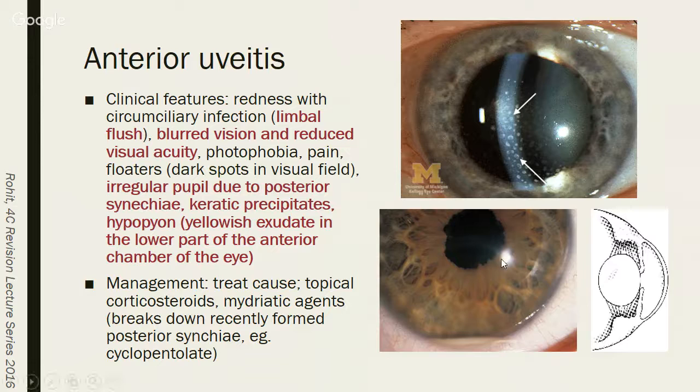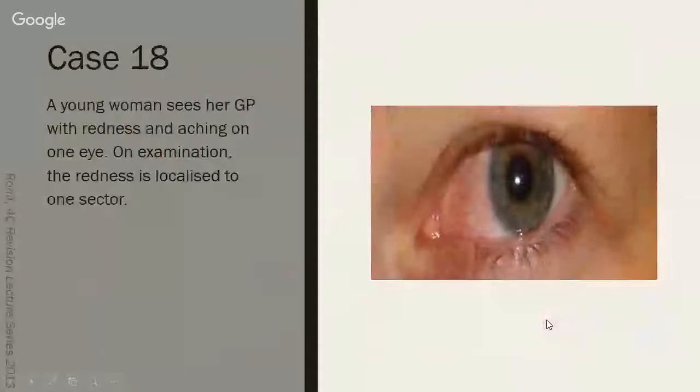And also with this patient, you notice that he's also got the hypopyon. So anterior problem, that's how you know. So young woman presents with redness and aching in one eye. Let's call it a moderate aching. The redness is located in one sector of the eye only. Yeah, episcleritis. So episclera is that thin layer just above the sclera.